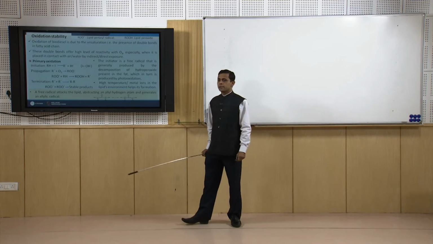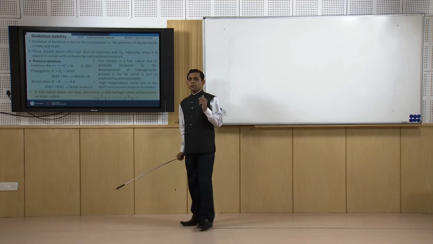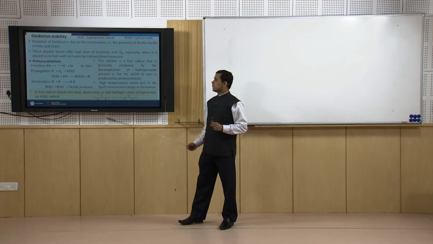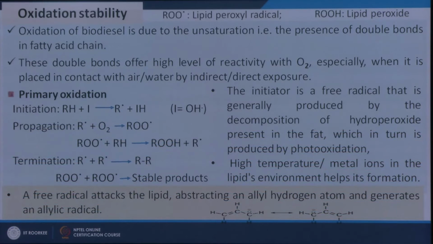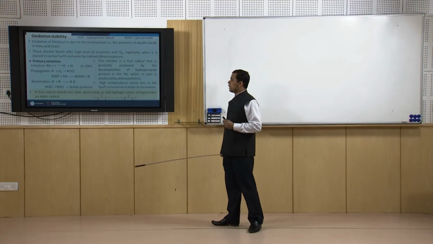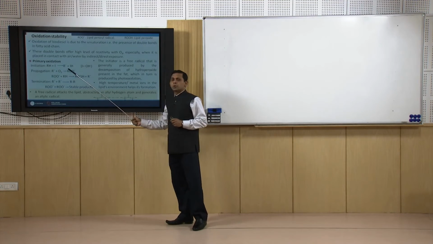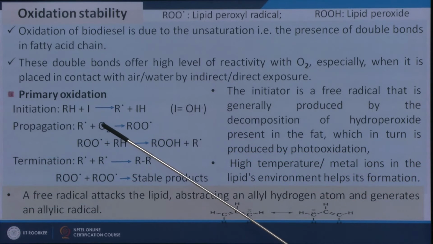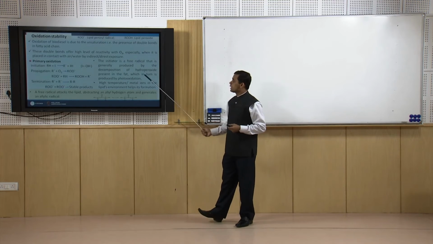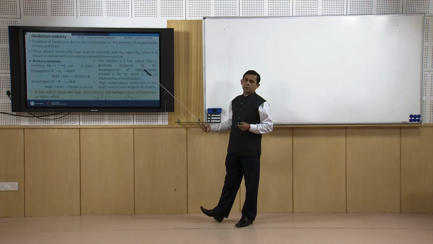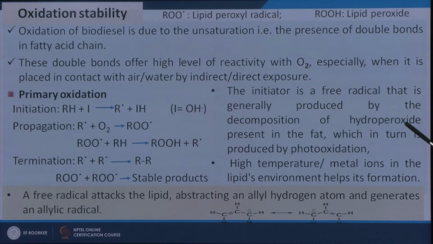As we have discussed, oxidation can be primary or secondary. How does primary oxidation happen? There are three steps: initiation, propagation and termination. Initiation takes place as per this reaction: RH plus I gives R dot plus IH. What is I? The initiator. The initiator is a free radical, produced by the decomposition of hydroperoxide present in the fat, and this hydroperoxide is produced by photo-oxidation in the fat. The initiator means OH radical. So, the OH radical reacts with RH and gives us R dot plus IH.